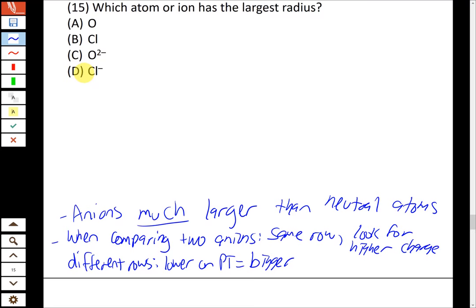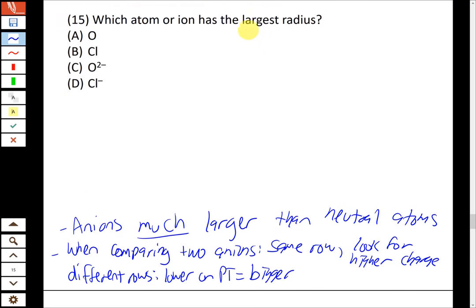So for these ones, we have a couple of straightforward comparisons. We're looking for the largest radius. So if we compare oxygen to O2 minus, same element, but one of them has 2 extra electrons. Remember that anytime we add extra electrons, 1 or 2, however many, the atom gets much bigger. So we'd expect the radius of O2 minus to be bigger than oxygen. So we can get rid of oxygen because we're looking for the biggest one.